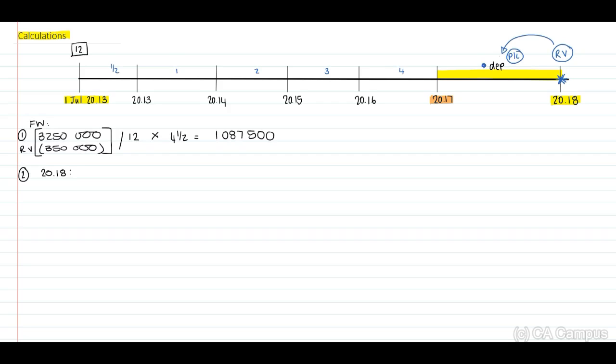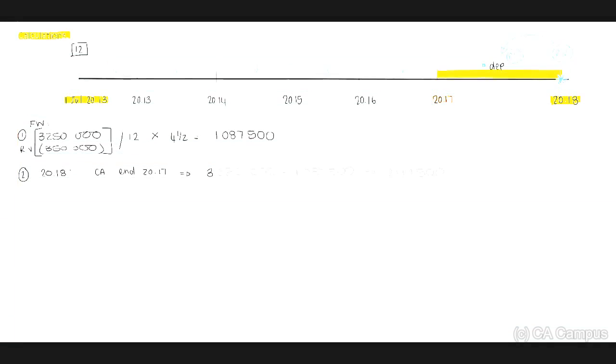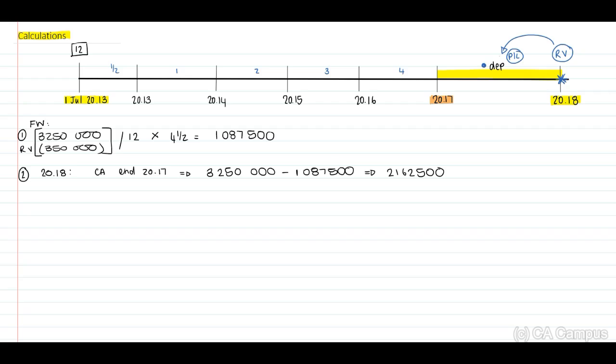Therefore, we need to make use of our carrying amount at the end of 2017, and this will be our cost minus accumulated depreciation. Cost minus accumulated depreciation, carrying amount 2,162,500 in 2017. Therefore, my depreciation for 2018, guys, will be the 2,162,500 minus my new residual value, which is our 250,000.